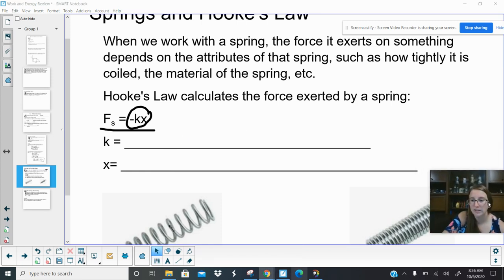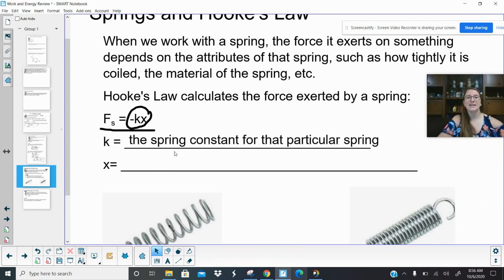So let's go ahead and fill in what these variables are. K is the spring constant for that particular spring.